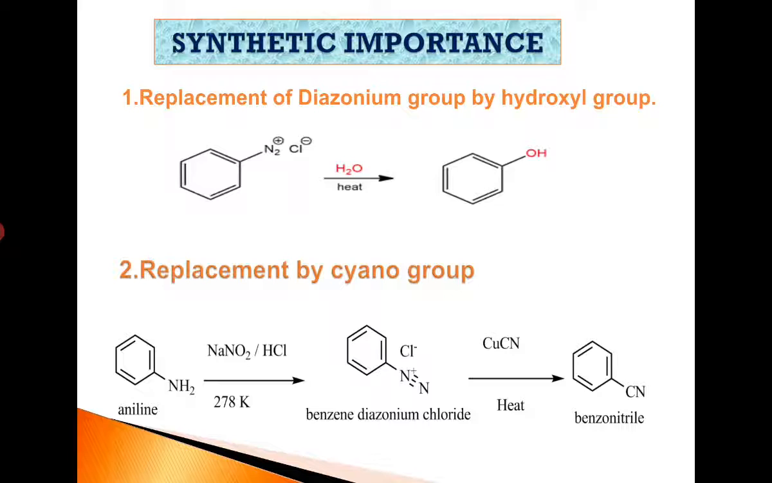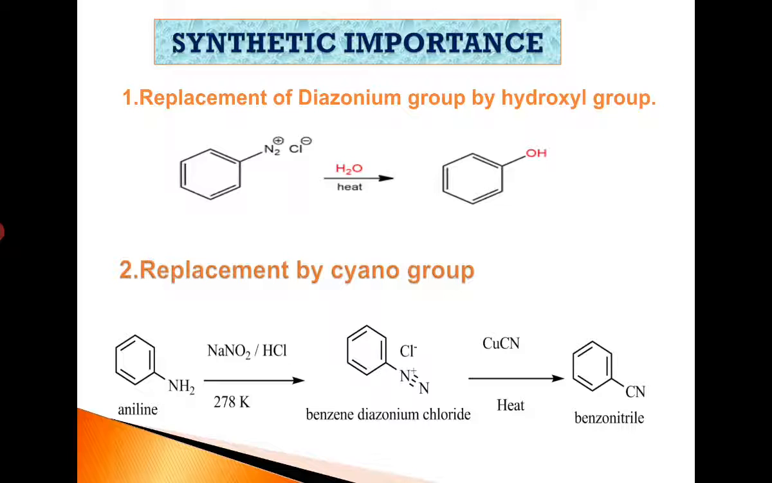Therefore, fluorination, or introduction of a fluorine group onto the benzene ring, can be carried out by using this benzene diazonium chloride. In this way, benzene diazonium chloride is used in most of the reactions to introduce different functional groups onto the benzene ring. Let us see some of them.